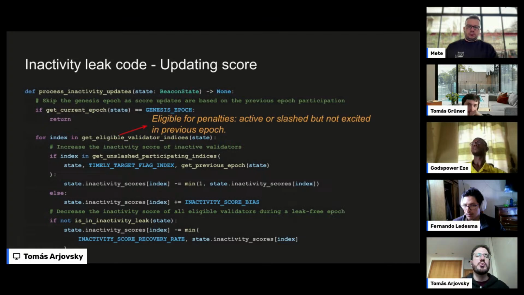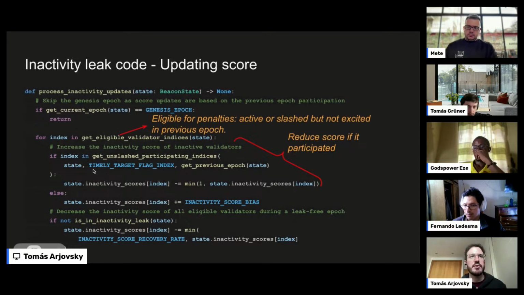Once we filter the eligible ones, we do this first part, which is we reduce the score if they participated, right? So how does that work? We see if the index is in the unslashed participating indices. Participating again means they emitted a vote. This is the same function that we use for Casper FFG. We check if they emitted a vote, and if that's the case, and if they emitted a vote in a timely manner, then we will reduce their score by one.